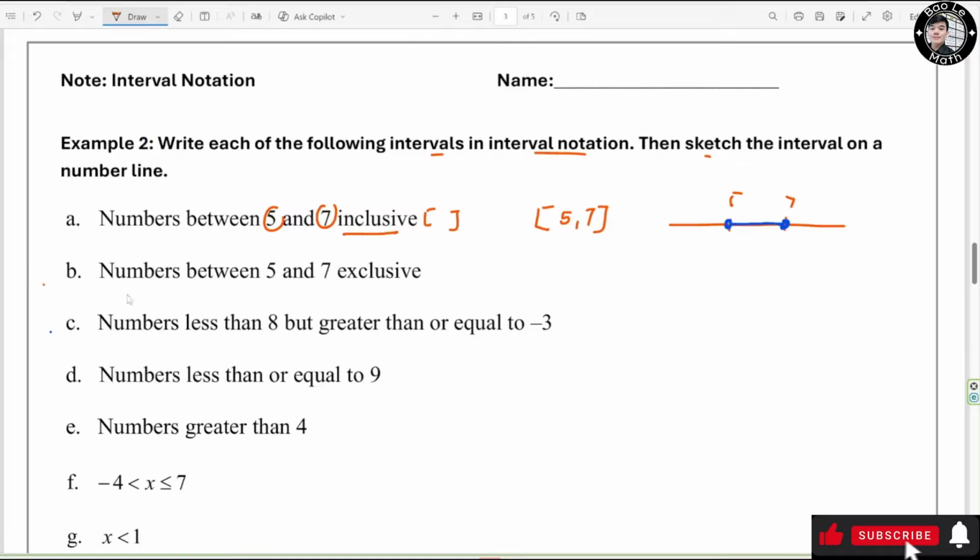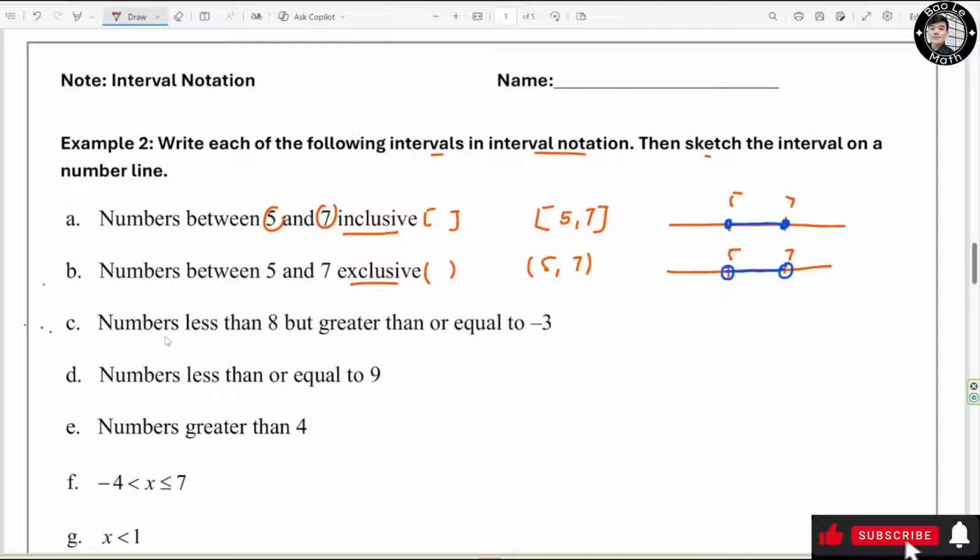Now question B. Numbers between 5 and 7 exclusive. So it should be parentheses like this: 5, 7. Draw the number line, 5 right here, 7 right here. And the answer is between 5 and 7. Right here we put the open circle.